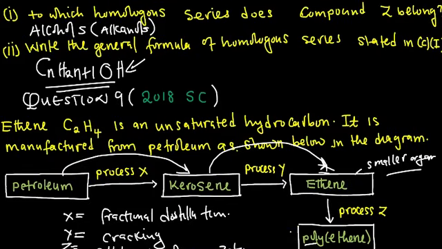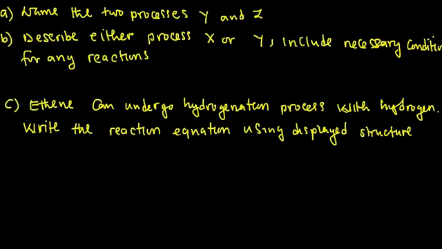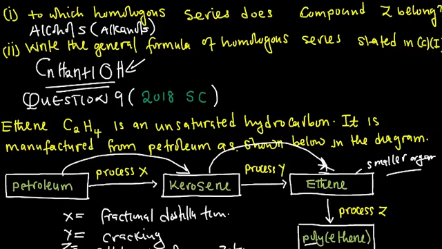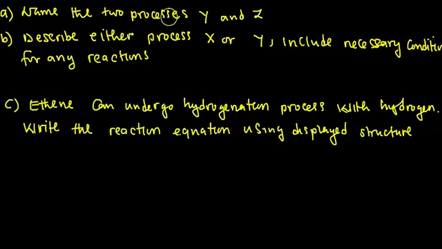Now, let us answer the questions. Name the process Y and Z. We've already named them. Y is cracking, Z is addition polymerization. Describe either process X or Y. Include necessary conditions for the reaction. So here they've given us an option. We can choose to describe process X or Y, and of course include necessary conditions.